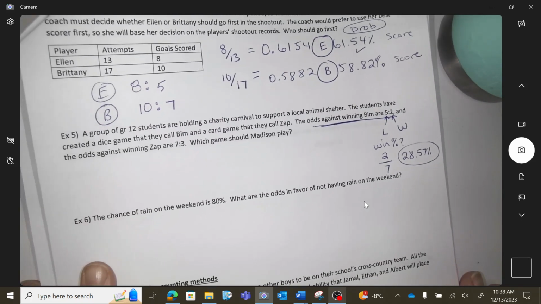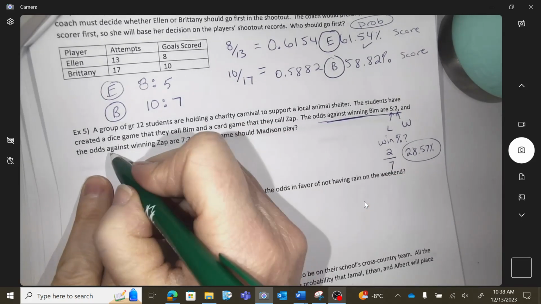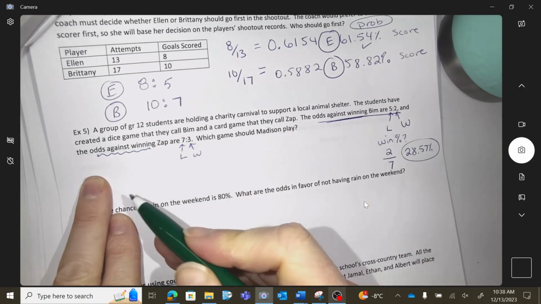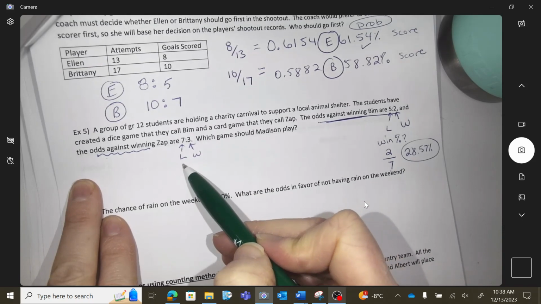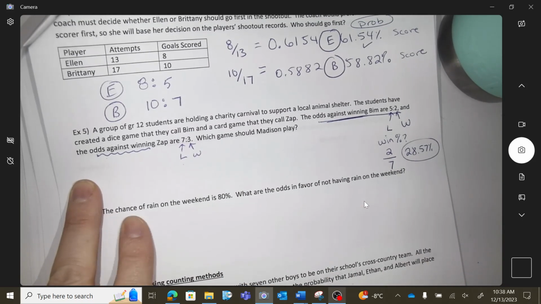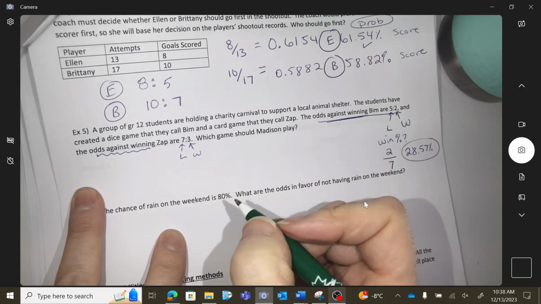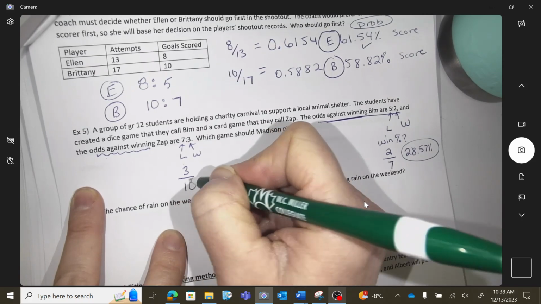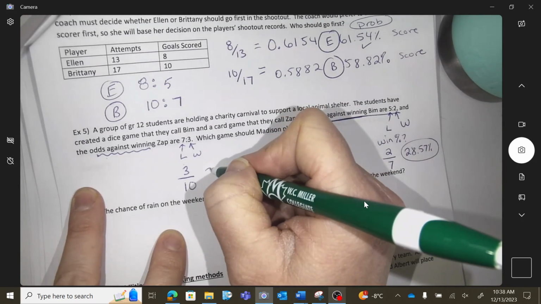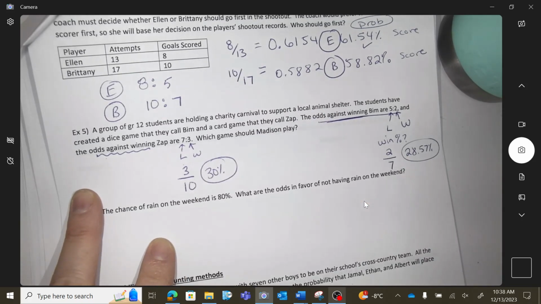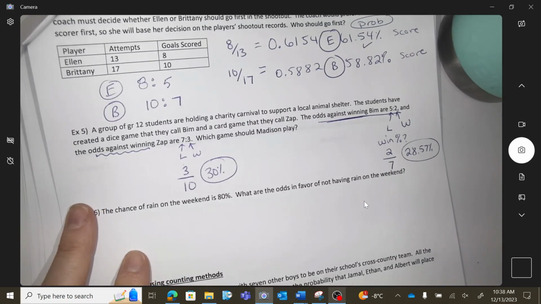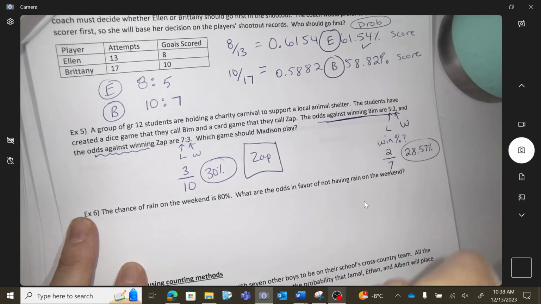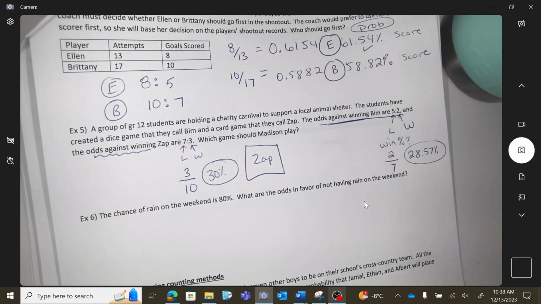Okay, and then let's talk about ZAP. So the odds against winning, it's the same thing. If we're against winning, this first number is a loss, and then that number is a win. So this one would have 3 win options out of 10 plays, which is exactly 30%. So which game would you pick to play? I would tell her to pick ZAP because she'd have a better chance of winning it.